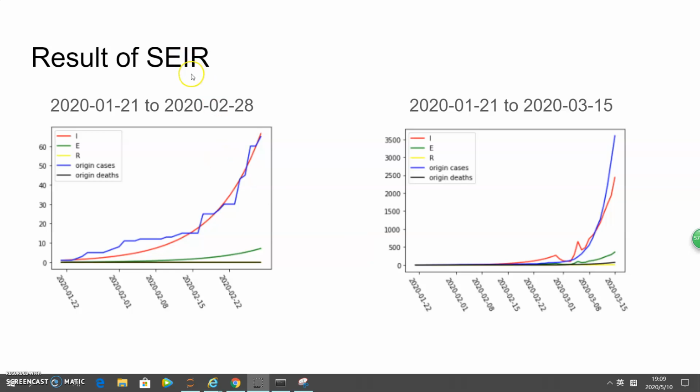The result of the SEIR model is from January 21st to February 28th. You can see the picture. The original cases blue line is very similar to our I red line. I is the infected number of cases. But when we extend the time to March 15th, the red line is totally different from the blue line in March.